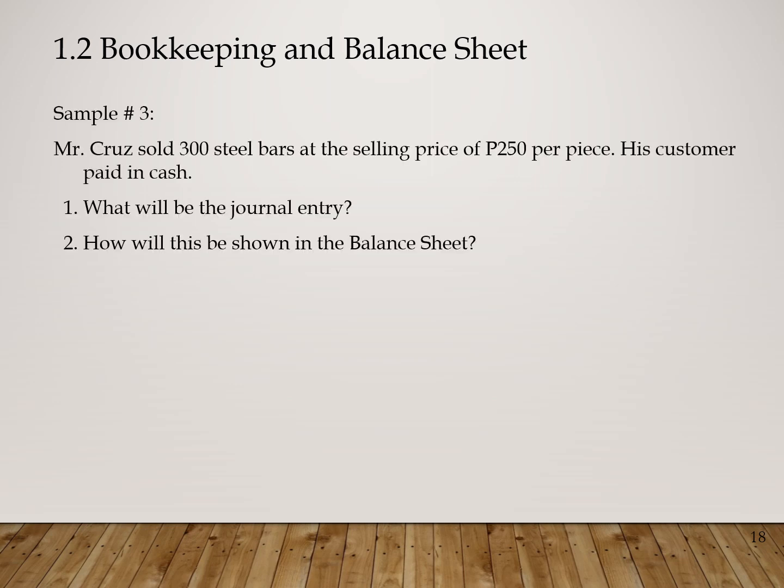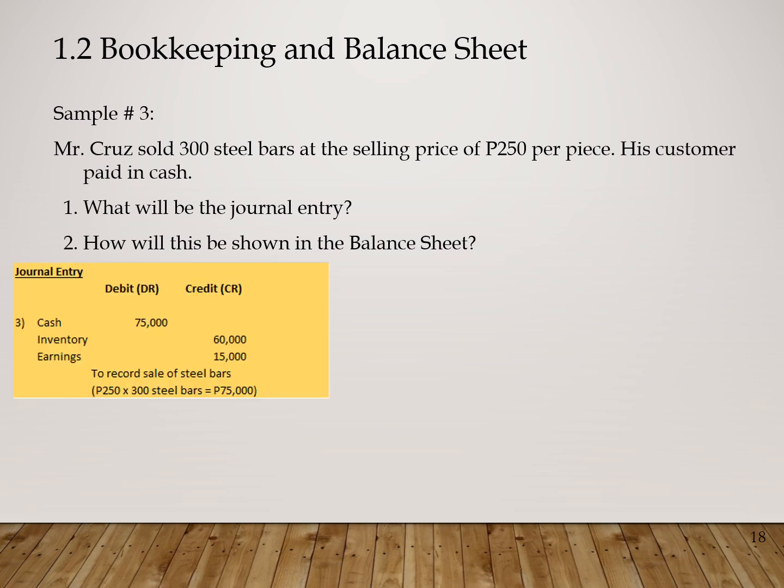So for our next sample, we have Mr. Cruz sold 300 steel bars at a selling price of 250 per piece. His customer paid in cash. What will be the journal entry and how will this be shown in the balance sheet? So the journal entry, debit cash of 75,000, credit inventory of 60,000, and credit earnings of 15,000. This is to record the sale of steel bars.